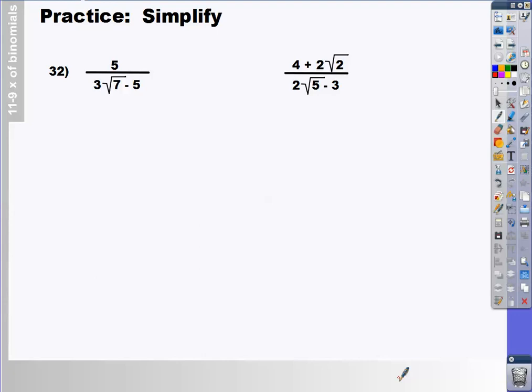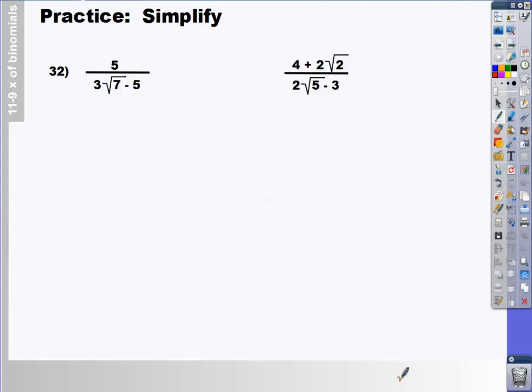So we're going to multiply binomials in this problem. Now the trick is this fraction has a square root in the denominator, and having a square root in the denominator is just wrong, kind of like kissing your sister, wrong. So we have to get rid of it, and the easiest way to do it is to think of this as a difference of squares.